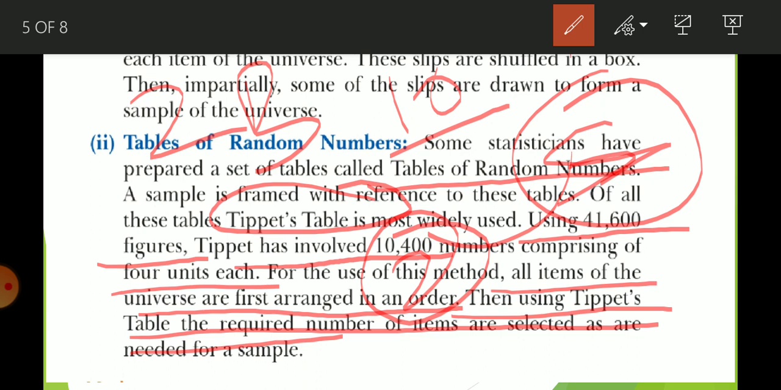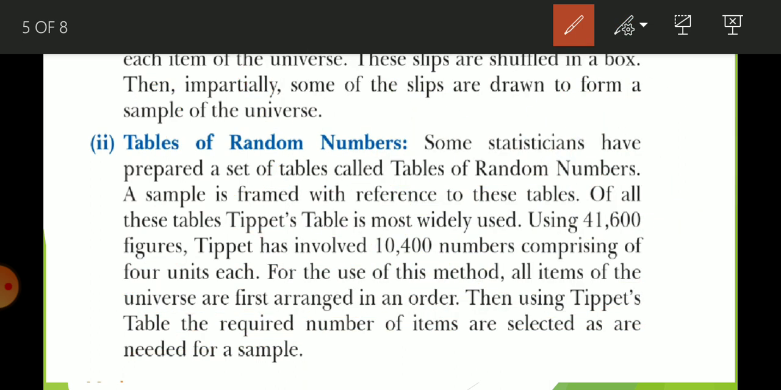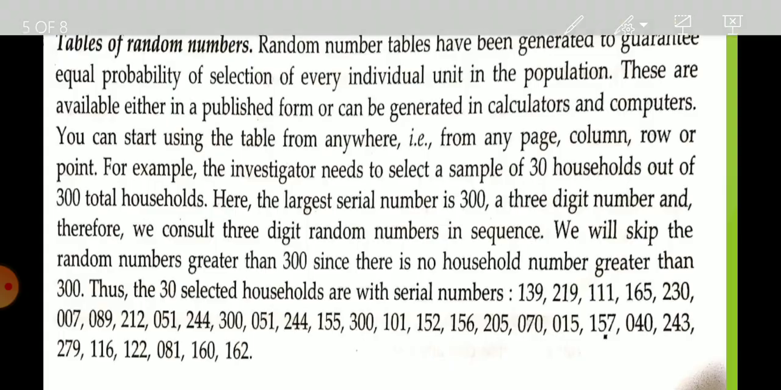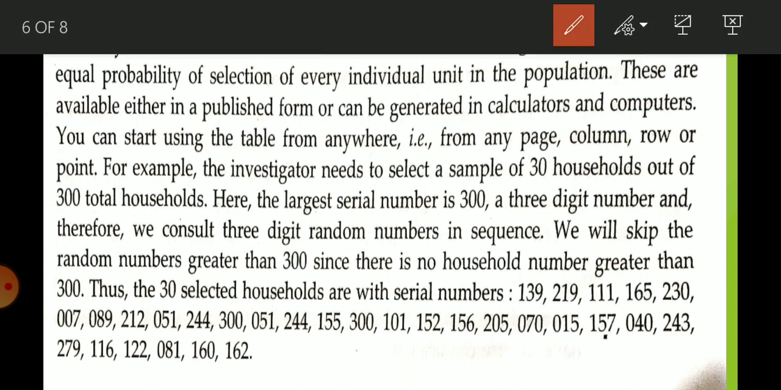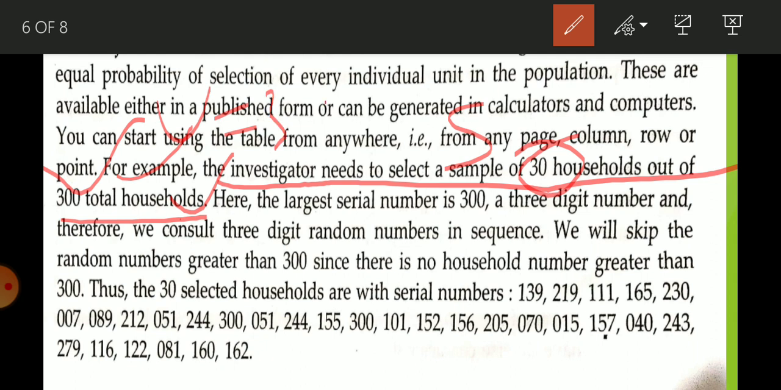Now we are going to understand tables of random numbers. Here, mostly the Tippett method is used in the table. So what is this method? We are going to understand with the example written here. For example, the investigator needs to select 30 households out of 300. How much does he require? He requires 30 as a sample, and the number in the universe is 300. He requires 30 only.